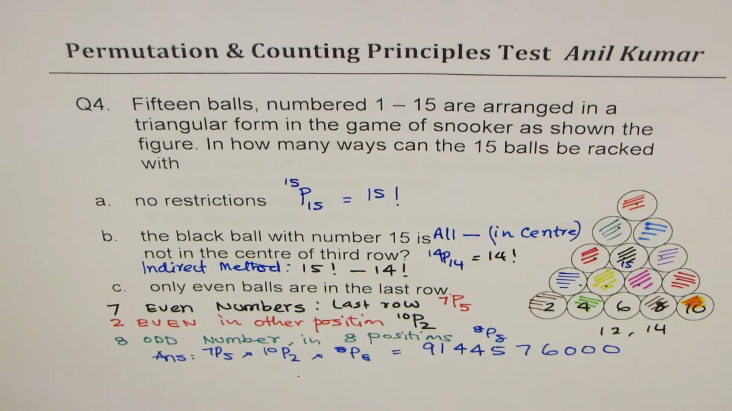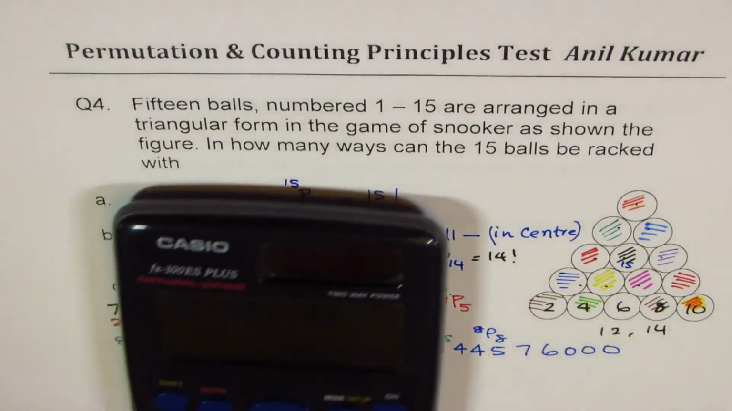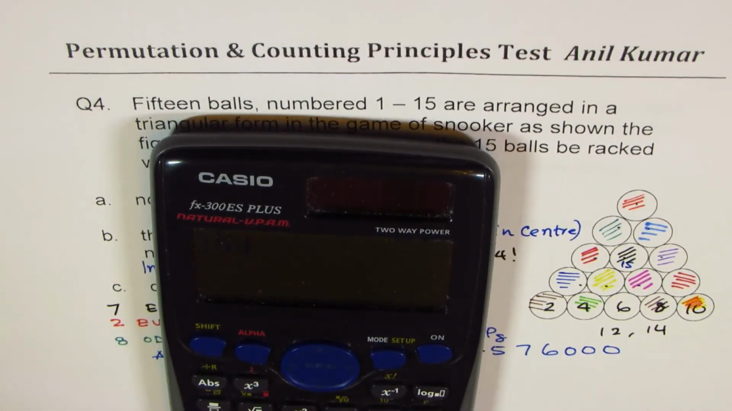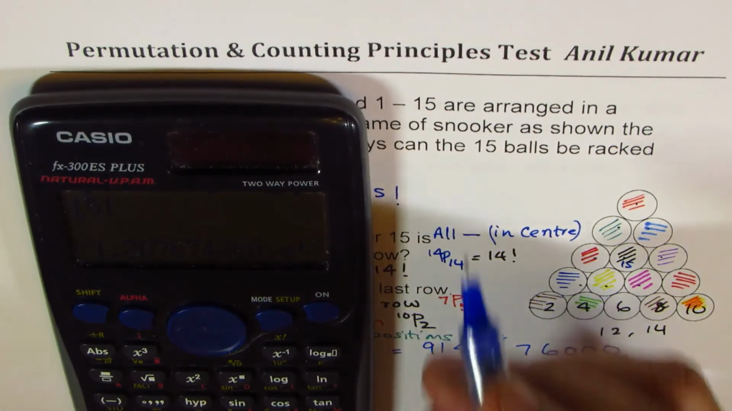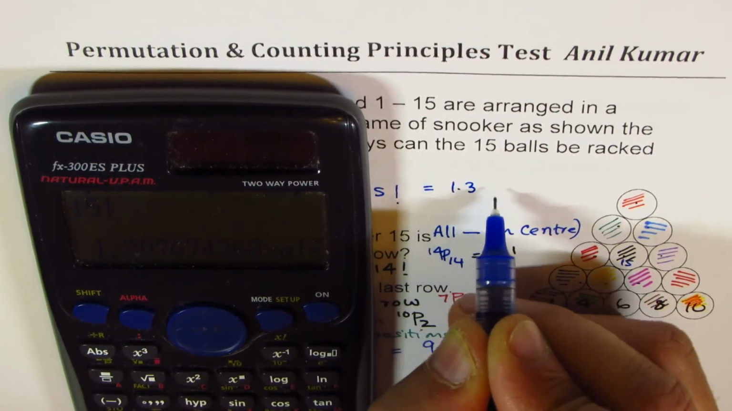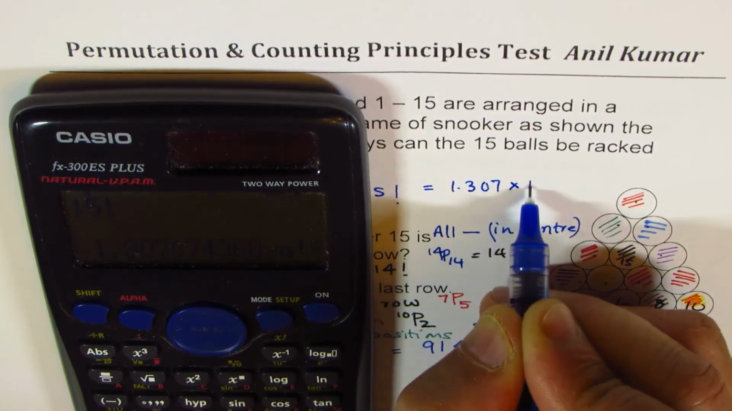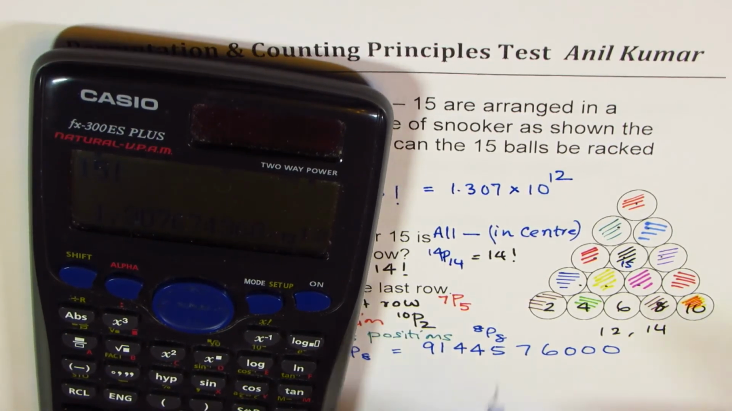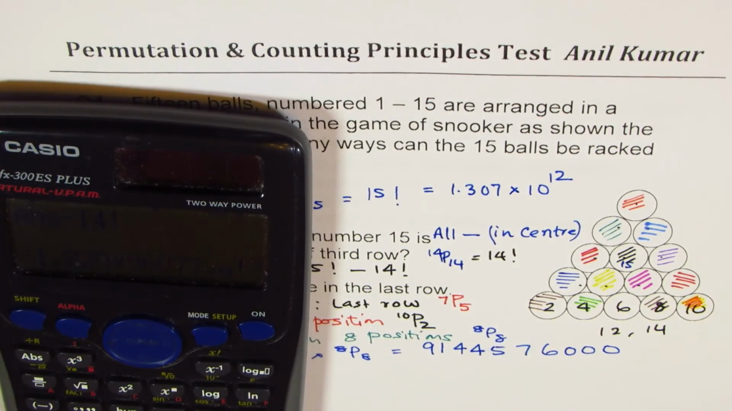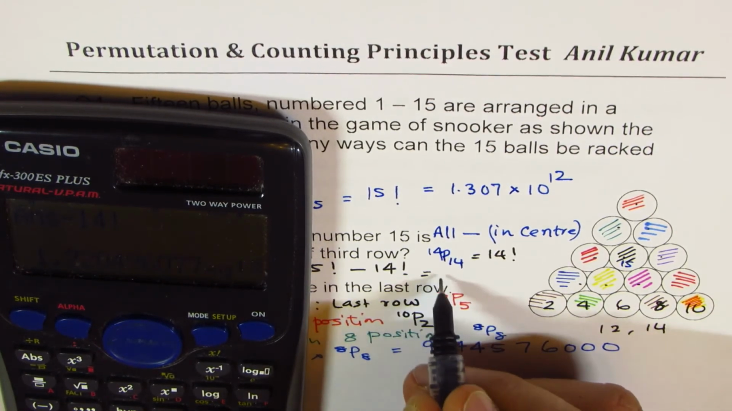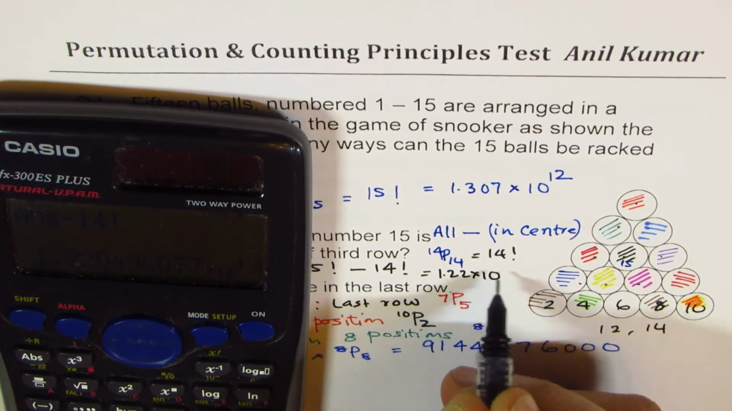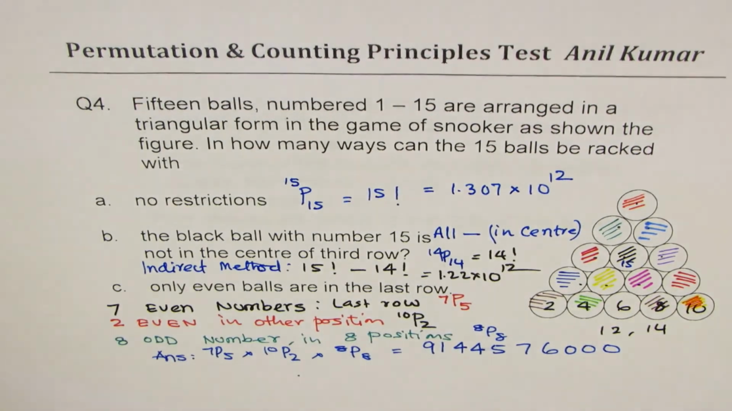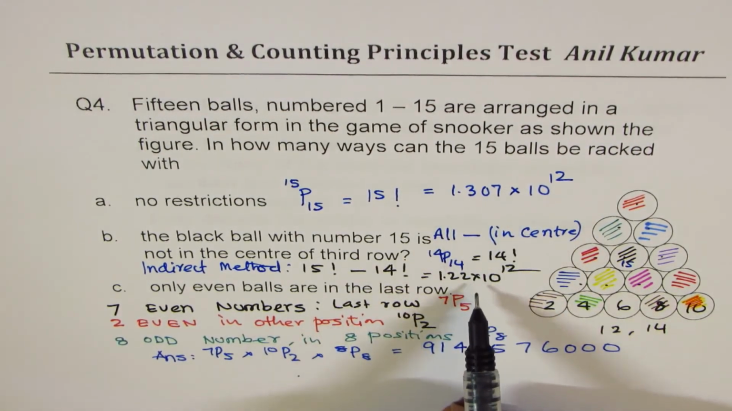So it's a big number, but let's figure out what is the answer for the first one. 15 factorial. Let's see how big that is. That's huge, right? So we get this number as 1.30 something times 10 to the power of 12. So we are working really with a lot of combinations here. Now let me figure out the next one. So we'll take away 14 factorial. So we get 1.22 times 10 to the power of 12. Correct? So that will give you an idea of the answers.